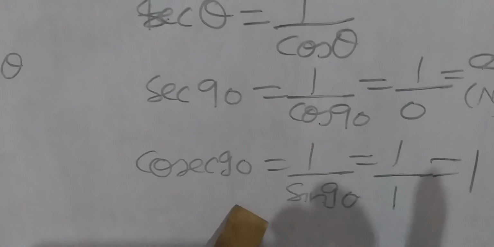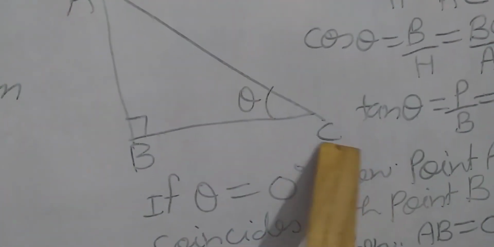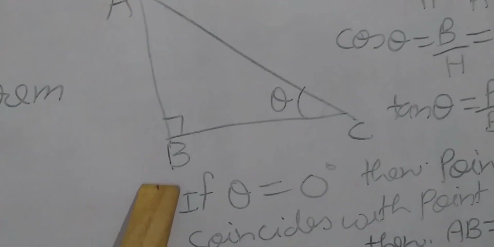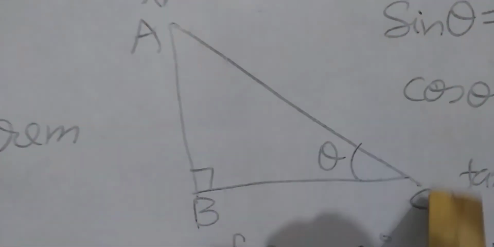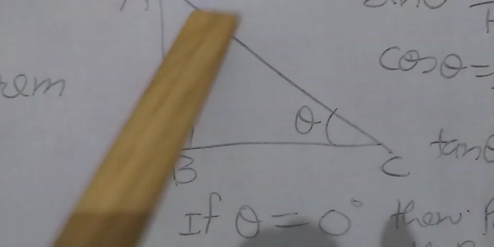Now students, cosec 90. Cosec is the reciprocal of sine. Cosec 90 equal to 1 upon sin 90. Sin 90 value is 1 students. So 1 upon 1 equals 1. Cosec 90 equals 1. So students, you have to remember how we can find out the values. If theta is 0, then AC coincides with BC and AB is 0. And if theta equals 90 degree, then BC is 0 and AC coincides with AB. Then AC equals AB. Okay students? Okay then.